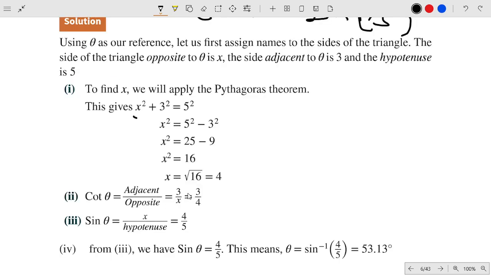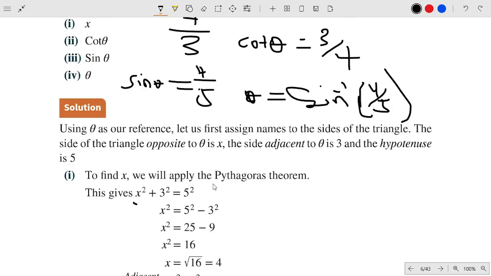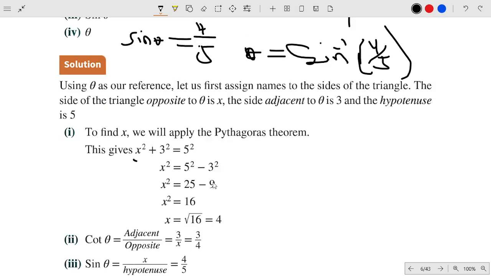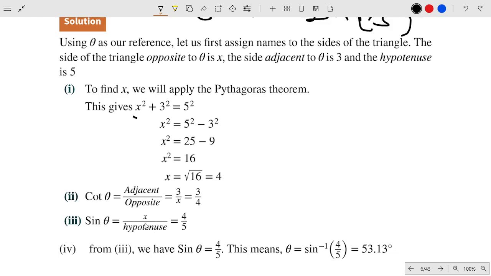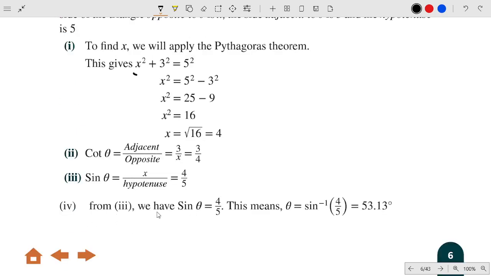Then cot is equal to 3 on 4. Then we have the sine being 4 on 5. Now from this, we have sine theta equal to 4 on 5. So this means that theta will be equal to sine inverse of 4 on 5, which is equal to 53.13 degrees. So it's as simple as that.